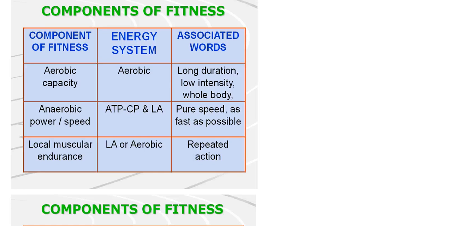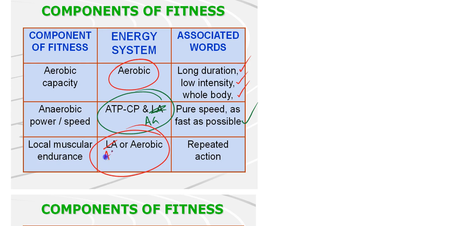Here we're looking at component of fitness, energy system, and associated words. So aerobic capacity, aerobic energy system, long duration, low intensity, and whole body activities. Anaerobic power or speed, we have our ATP-CP system, and again this is from an old one, so anaerobic glycolysis energy system, pure speed, as fast as possible. Local muscular endurance could be either anaerobic glycolysis system or the aerobic system, and we have our repeated action.